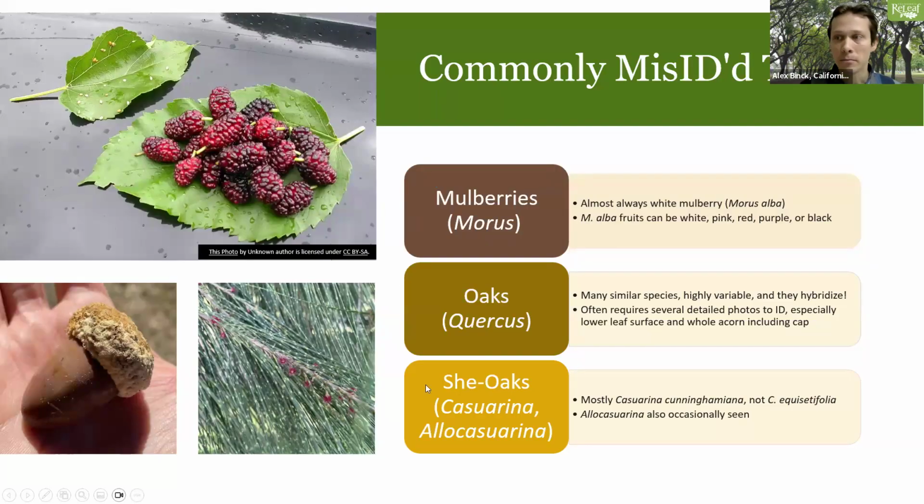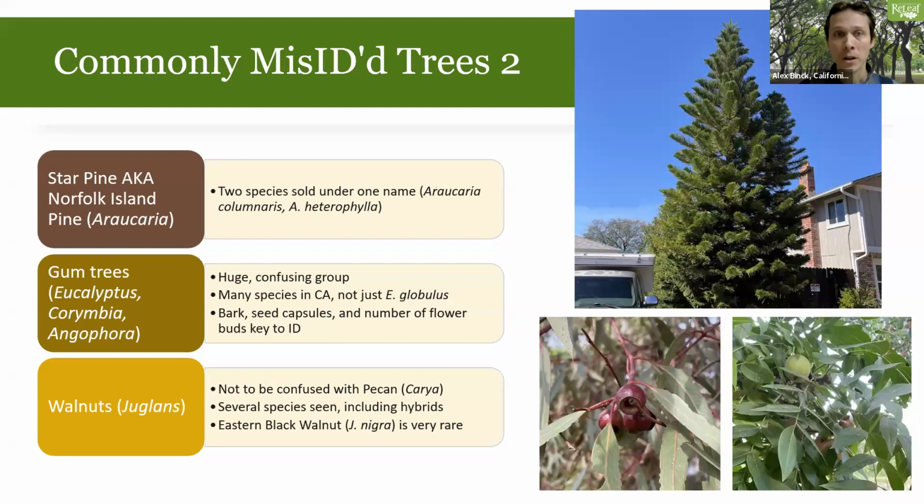Okay, and then we'll probably just skip over this stuff. These are just a couple of different types of trees in the California urban forest that are commonly misidentified. So mulberries, oaks, she oaks, a lot of people have trouble with these. Araucarias or Norfolk Island pine, this in particular is one that the nurseries often mislabel, actually. So just keep in mind with these trees that they're difficult to identify. It's okay to put that you're uncertain. I'd rather have that than the wrong identity.